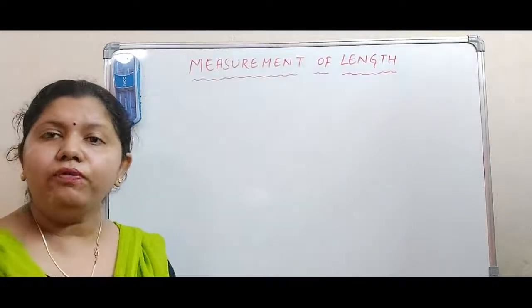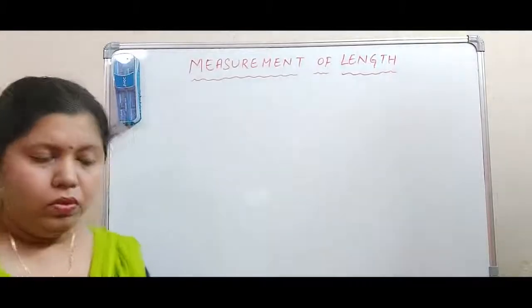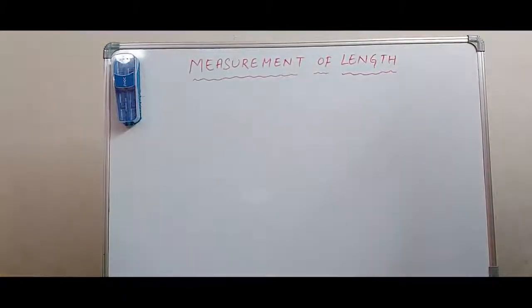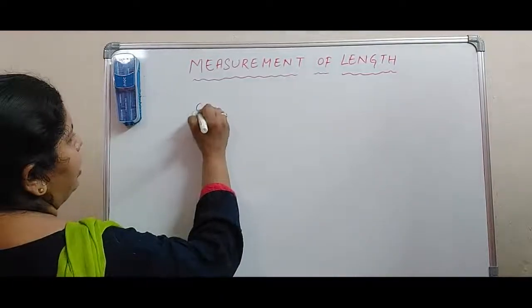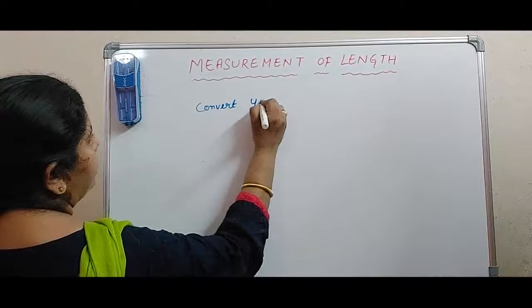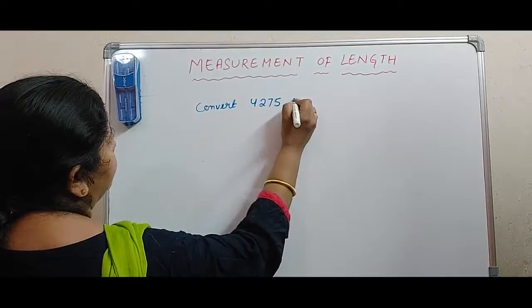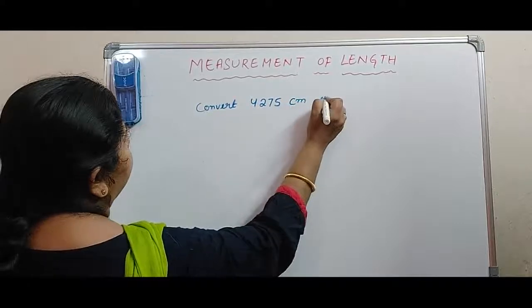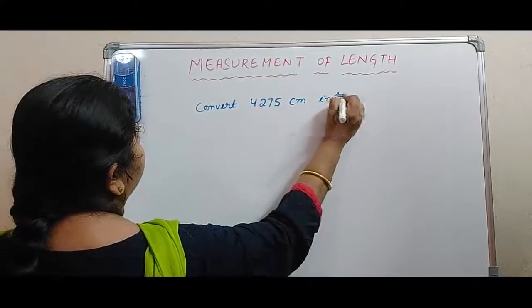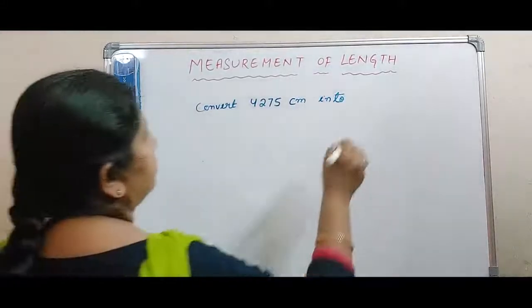Now we will do one more example in which we have to convert centimeter into meters. Suppose the question is like this: convert 4275 centimeter into meters.